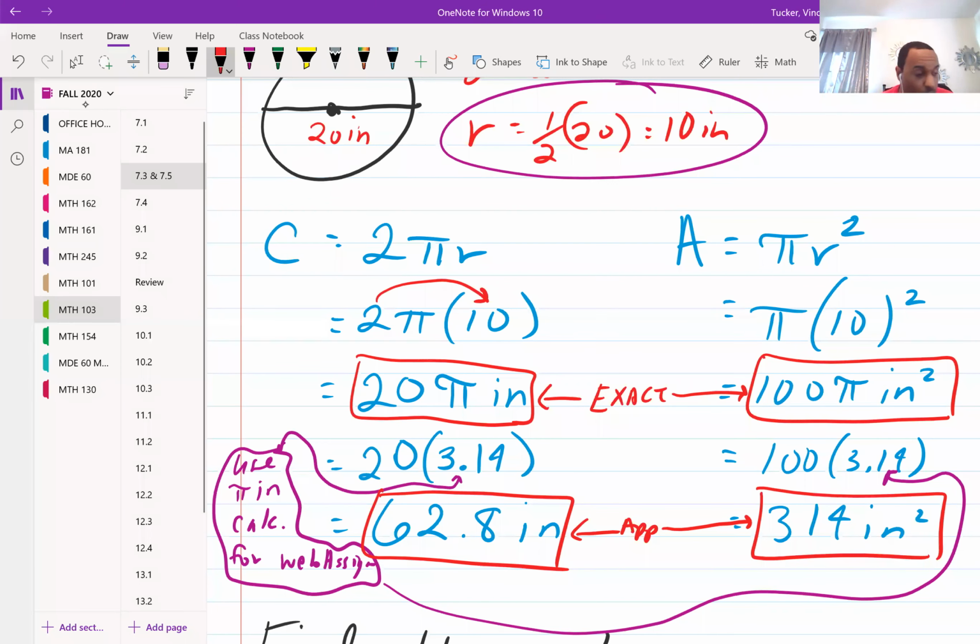All right. Questions, make sure we're okay. And so if they ever ask you for exact, they want you to give the answer simplified as much as possible with pi still there as a symbol. And then when they want the approximation, they want you to round it off, calculating with pi for the final answer.